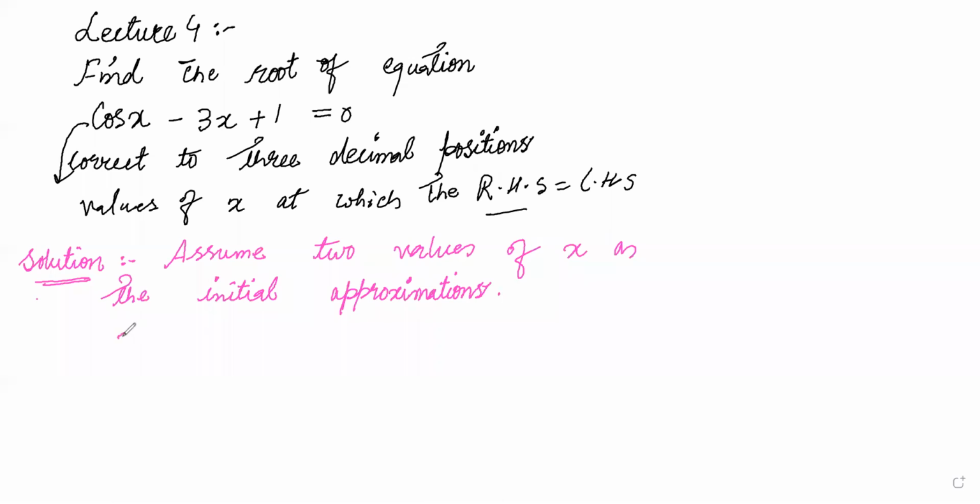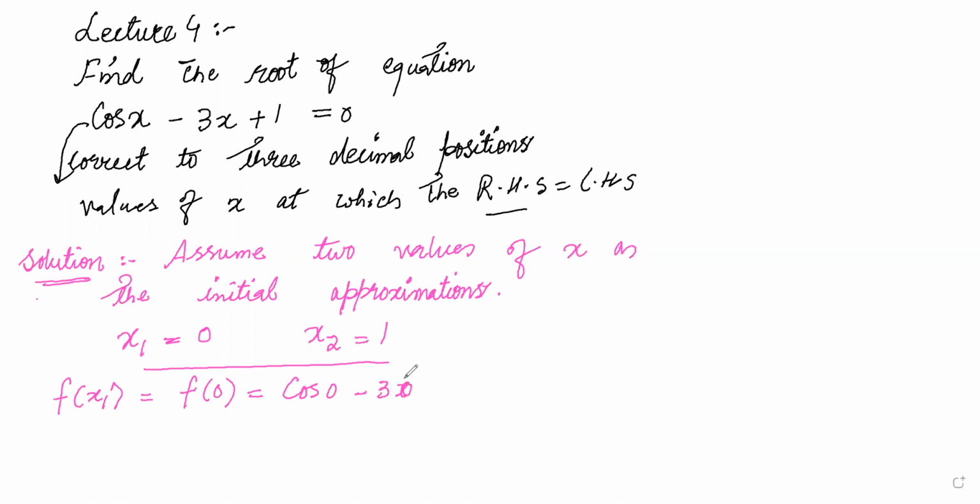Let's suppose we take x1 equal to 0 and x2 equal to 1. This is up to us, clearly our decision, where we start. So we'll start with x1 equal to 0, x2 equal to 1. Then find the value of f of x1. f of x1 is equal to f of 0, which is equal to cos 0 minus 3 into 0 plus 1. Since cos 0 is 1 and 3 into 0 is 0, this is equal to 2.